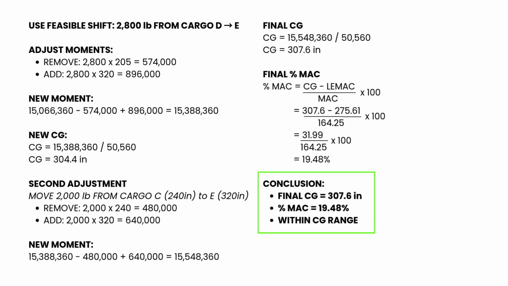19.48% MAC. This value is within the allowable CG range, meaning the aircraft is now properly balanced and safe for operation. That concludes my presentation on solving aircraft weight and balance using the mean aerodynamic chord method.